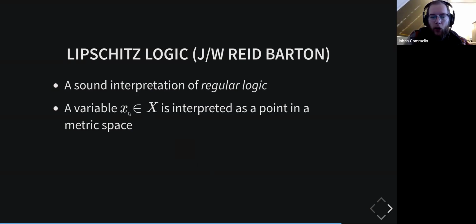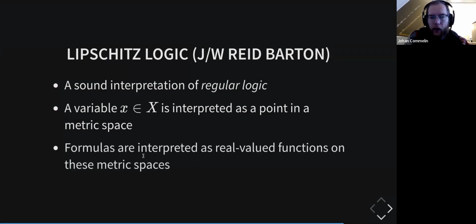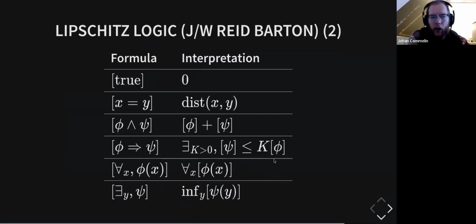And so whenever we have variables in our formulas, we're going to interpret them as points in a metric space. And formulas themselves are going to be interpreted as real valued functions on these metric spaces. Okay, so that's all a bit vague, maybe, if you don't normally work with logic. So let's just look at a translation table. So we're going to have a formula, and let's say we just have the formula true. This is going to be mapped to the constant function 0.